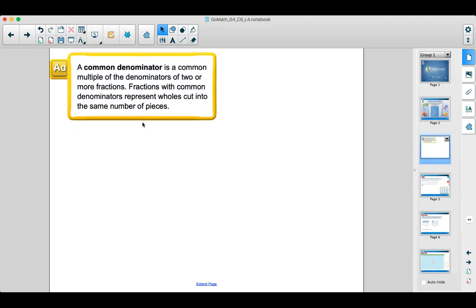Let's read this. It's on page 345. We're going to skip some parts of this lesson. Just follow me. A common denominator is a common multiple of the denominators of two or more fractions. Fractions with common denominators represent wholes cut into the same number of pieces. Basically, what it's saying is a common denominator is when fractions have the same denominator. You need this information for later on when you will be adding and subtracting fractions. Okay, let's turn to page 346.